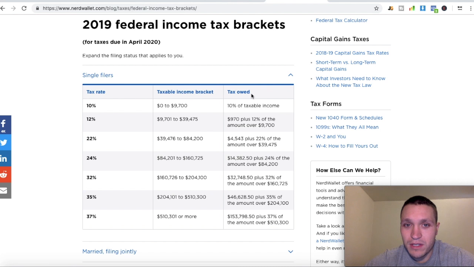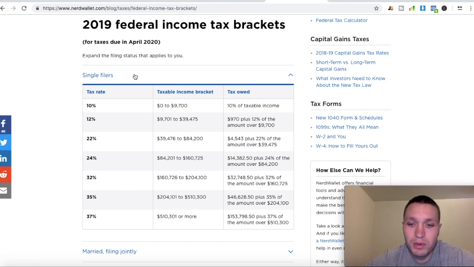So the whole reason over here, tax owed, 10% of income. Okay, when you go to the next one, it's going to be $970 because 10% of $9,700 is $970, and then the rest that fall in that range will be taxed at 12%. So if you're a high income earner, just because say you make more than $510,000, you're not always going to be taxed at 37%. It's going to go up this chart accordingly. So that's the first point I want to get across.